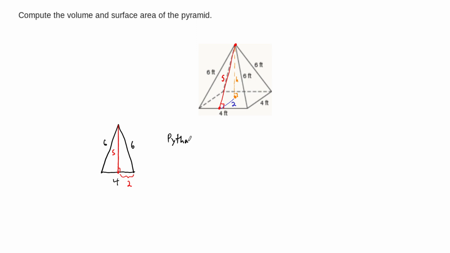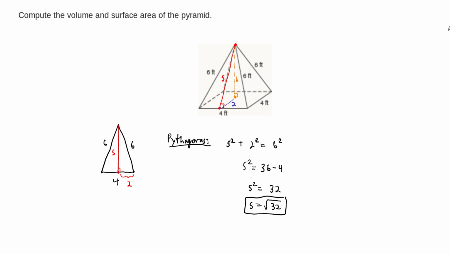Pythagoras says what? It says that s squared plus 2 squared has to equal 6 squared, right? And so s squared, in other words, is equal to 36 minus 4, 6 squared minus 2 squared. So s squared is equal to 32, and therefore s, our slant height, is equal to the square root of 32. All right, so there we go. That's exactly what we needed.